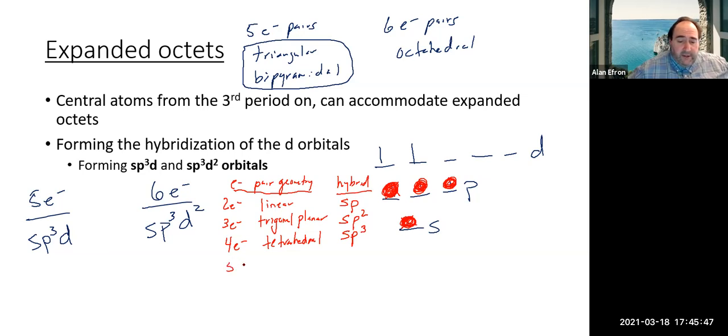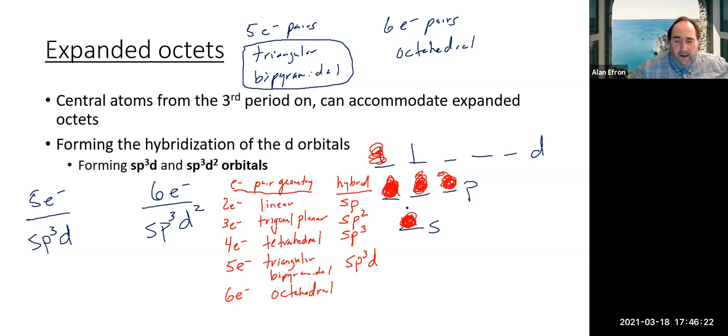5 electron pairs, going into our expanded octet like this slide shows, is going to be your trigonal bipyramidal. And again, you can do the same thing. 1, 2, 3, 4, and up here to 5. And that gives us an S, 3 Ps, and now we're into our Ds. And lastly, 6, which is octahedral.